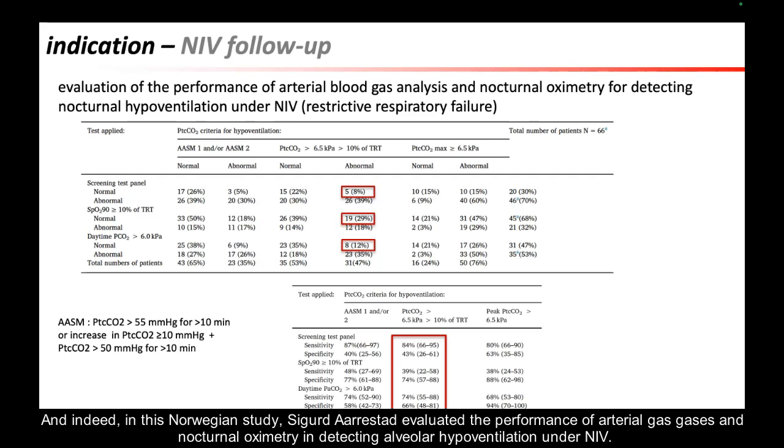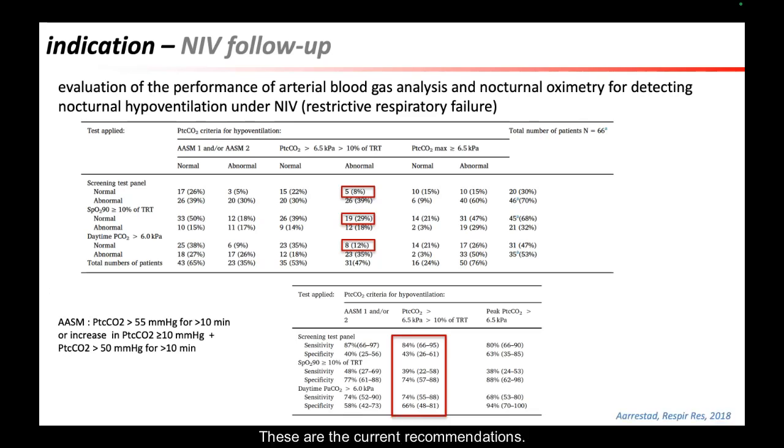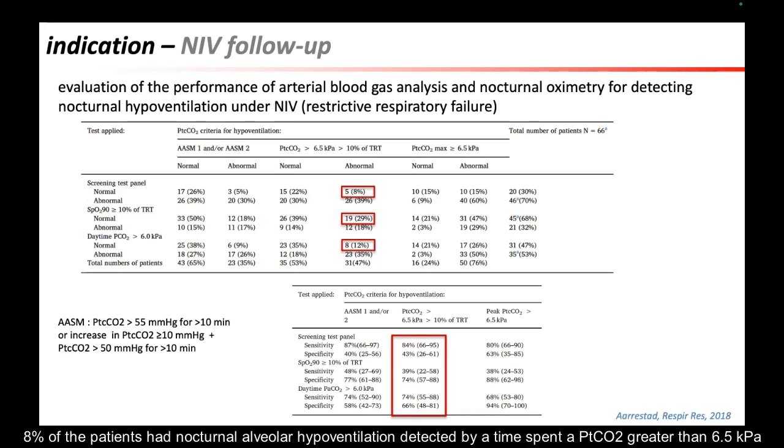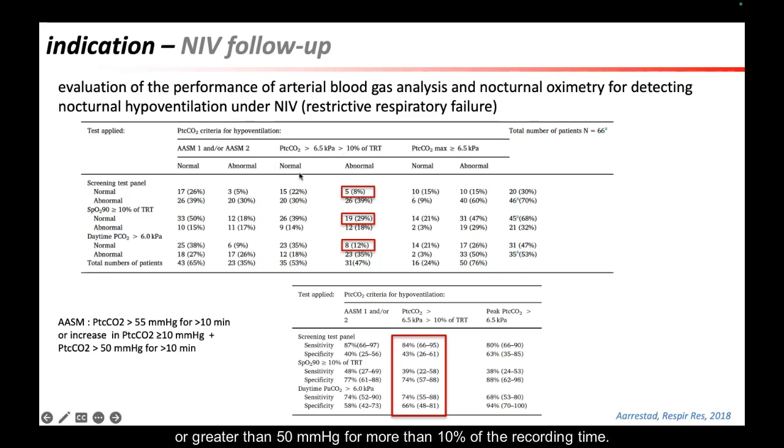And indeed, in this Norwegian study, Sigurd Retsat evaluated the performance of arterial gases and nocturnal oximetry in detecting alveolar hypoventilation under NIV. These are the current recommendations in patients who had restrictive respiratory failure. And we see that if we look here at the patients who had both capnograph and arterial blood gas and normal nocturnal oximetry, 8% of the patients had nocturnal alveolar hypoventilation detected by a time spent at PtCO2 greater than 6.5 kPa or greater than 50 mm of mercury for more than 10% of the recording time.